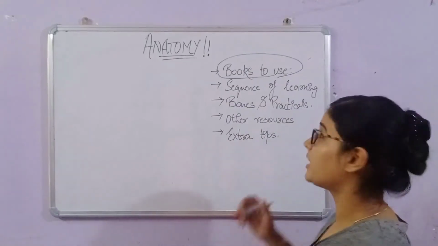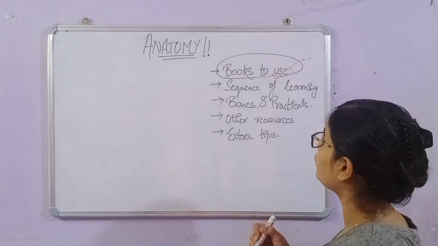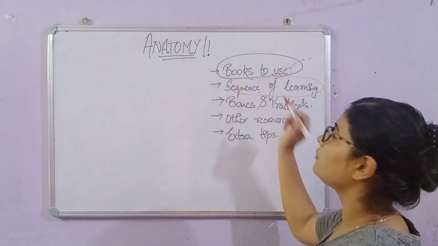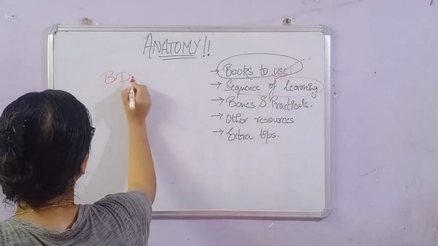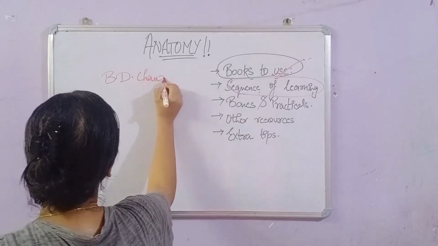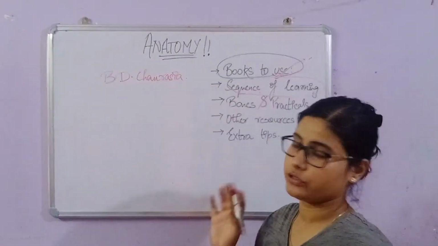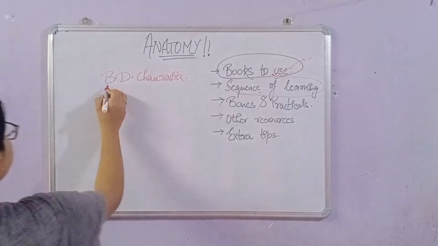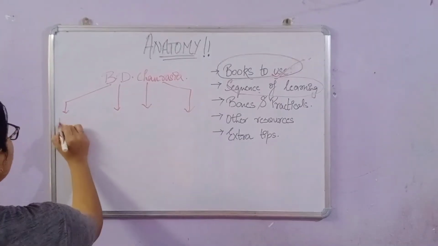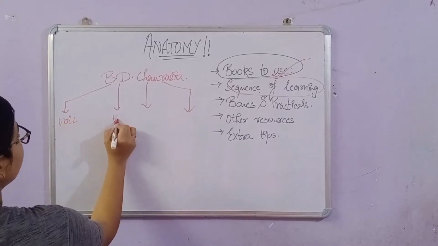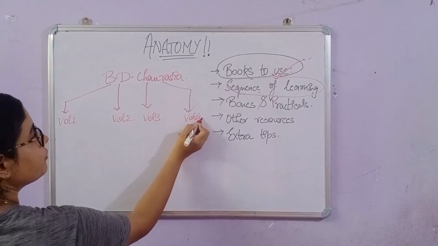Now we are done with the books to use. Now we will talk about the sequence of learning. Let's now come to BD Chaurasia. First, let me tell you how many volumes you would have. When you talk about BD Chaurasia, you have 4 volumes in total: Volume 1, Volume 2, Volume 3 and Volume 4.